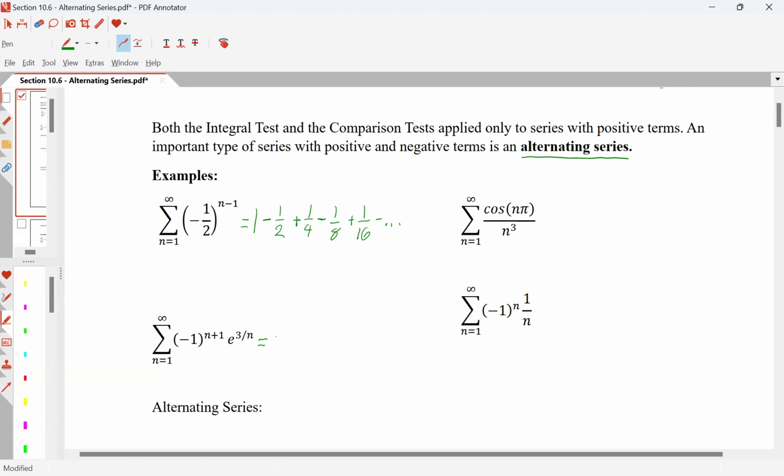(-1) squared is 1 times e^(3/1), which is e cubed. (-1) cubed is negative e^(3/2), plus, because we'd be plugging in 3 next, (-1) to the 4th is a positive e^(3/3), which is e to the 1st, minus e^(3/4), and again, so on. The signs switching each time.